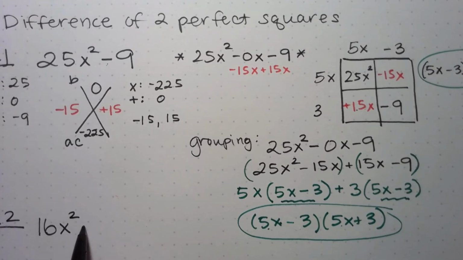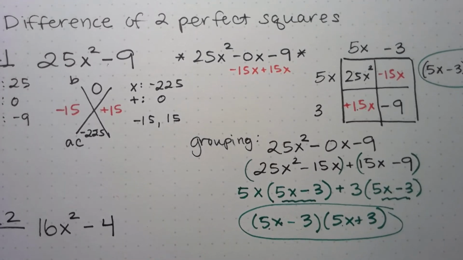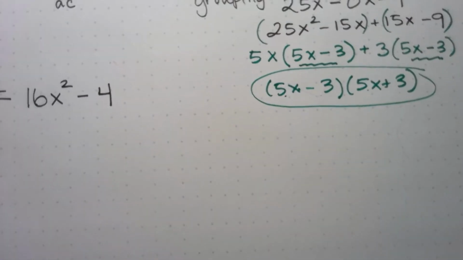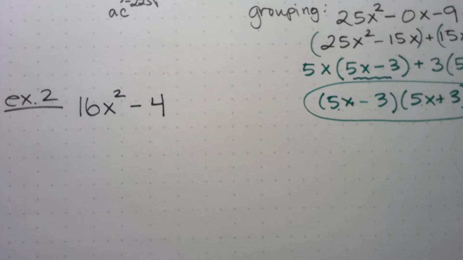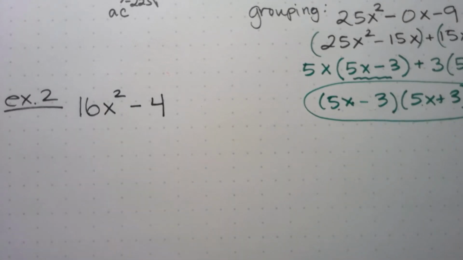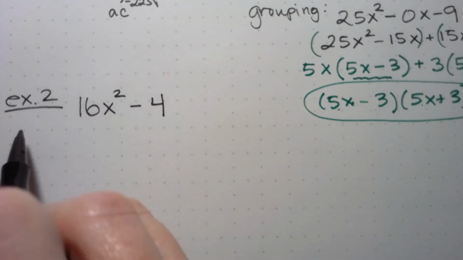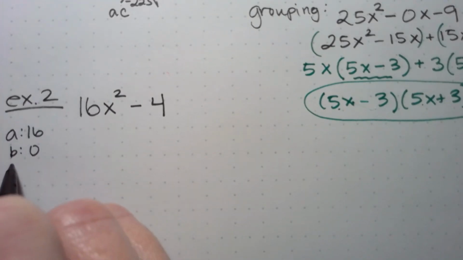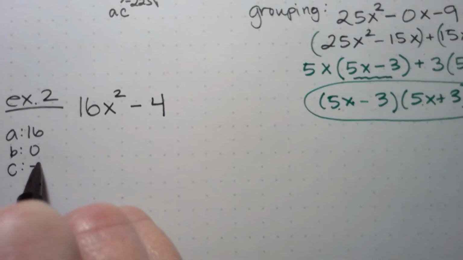16x squared minus 4. Okay, both perfect squares, and it's a difference. So difference of perfect squares. A is 16, B is 0, C is negative 4.